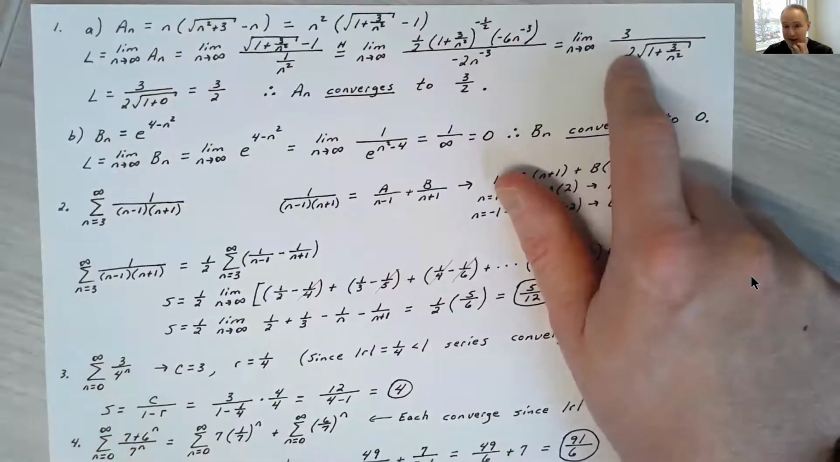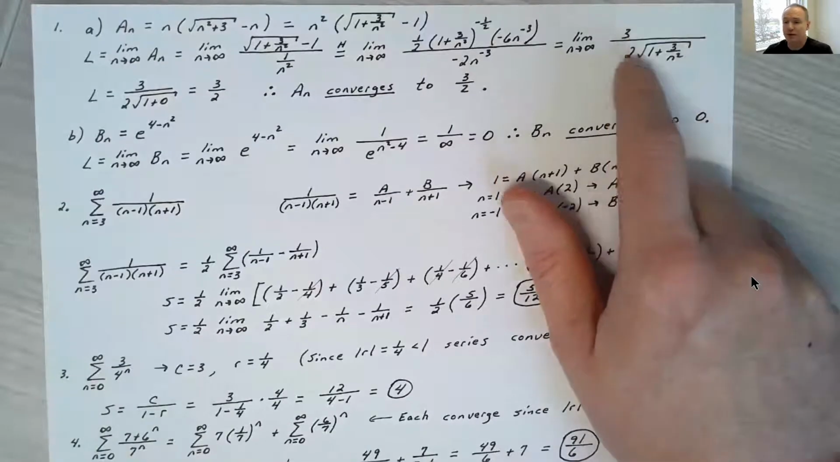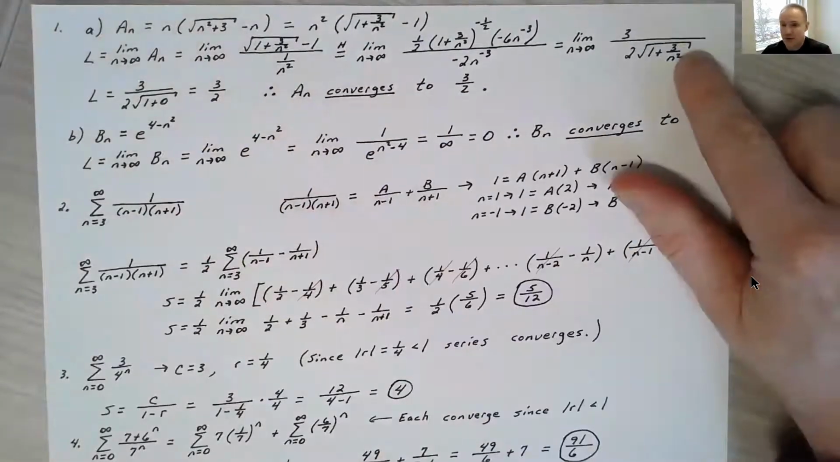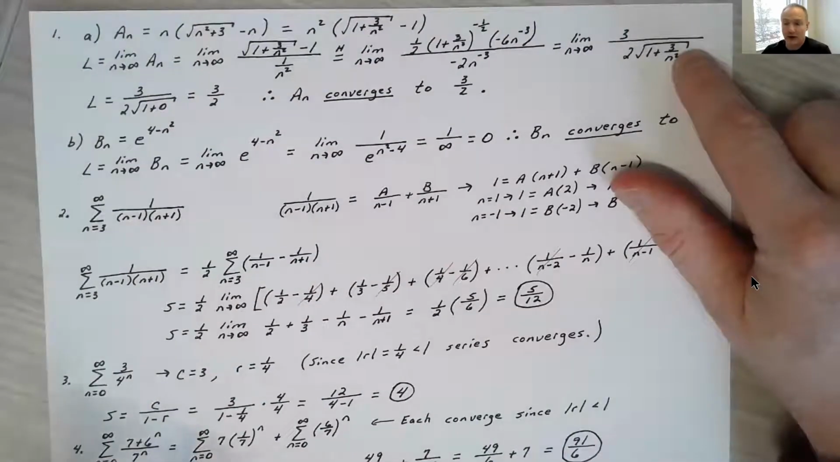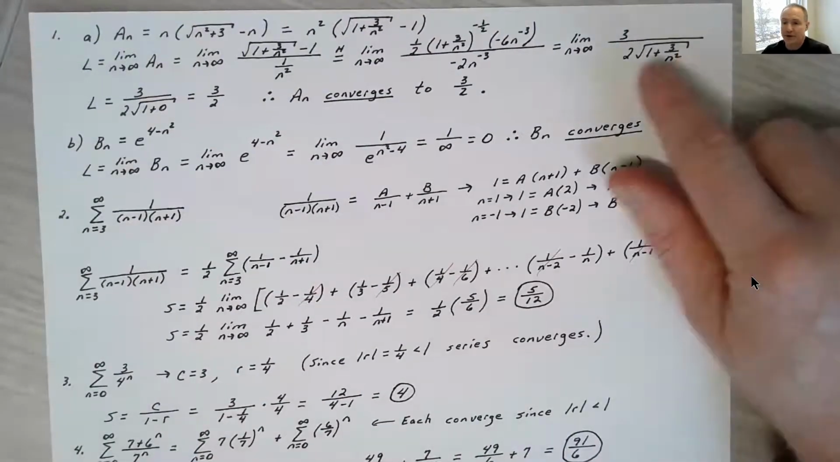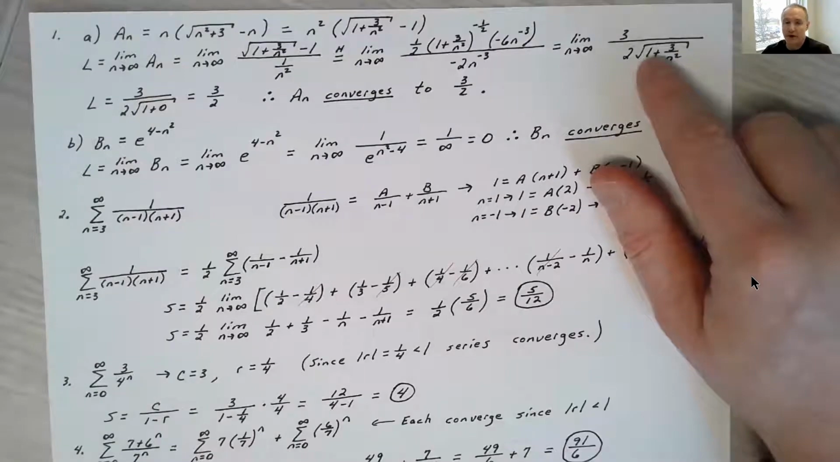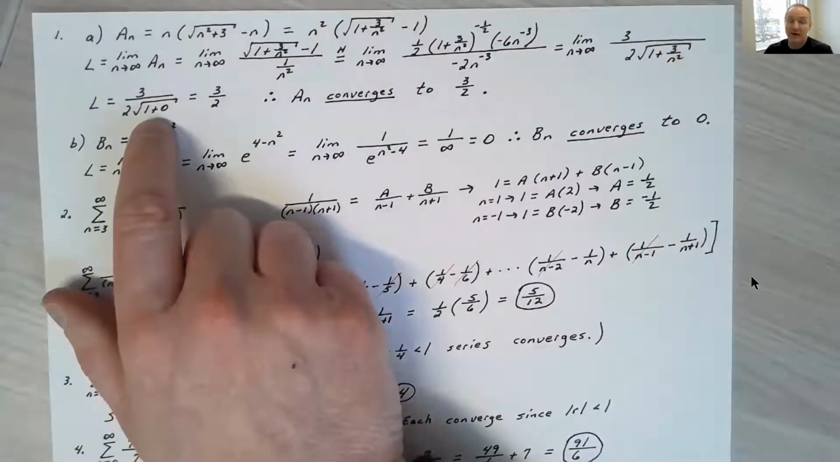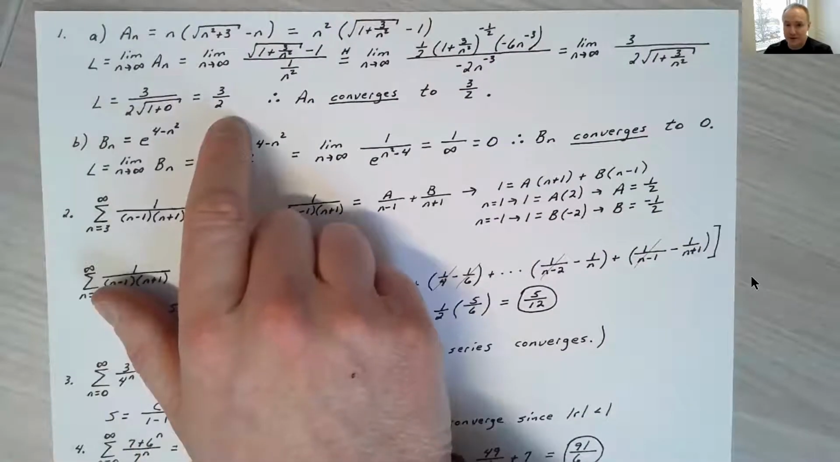So I ended up with the limit as n approaches infinity of 3/2 on the square root of 1 plus 3/n squared. Then as n goes to infinity, I know that term goes to 0. That's okay. I still have 3/2 on the square root of 1. And so I can say, if I take my limit as n approaches infinity, my final answer is just 3/2.